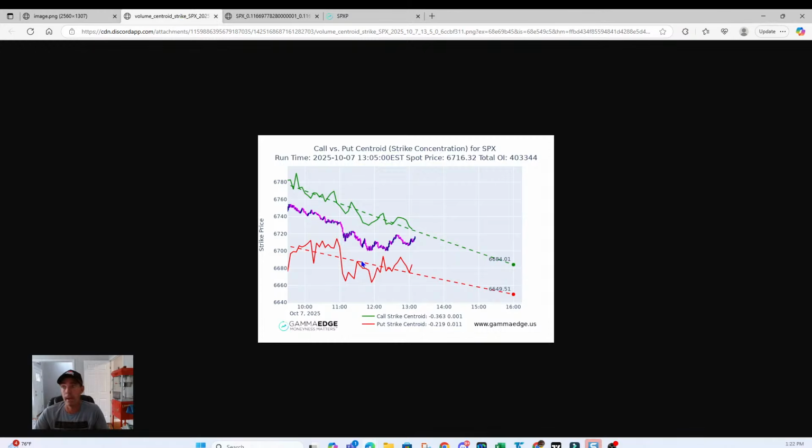Obviously, we've already looked at the web app. Our vol command indicating negative slopes in the call and put centroids. This is just indicating that market participants are transacting. The large mass of volume is transacting to the downside. But you can see what happened roughly around 12 o'clock, right?